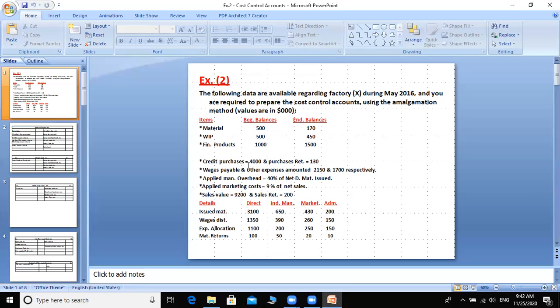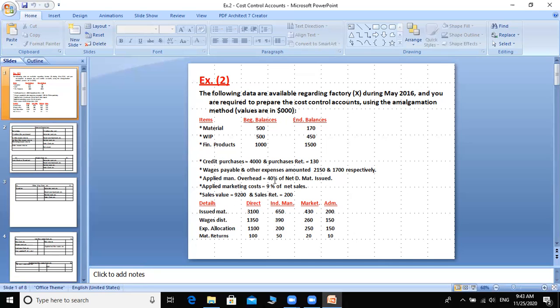Then credit purchase 4,000 and purchase return 130. As the purchase is done on credit, the purchase return will be on credit. I didn't pay cash when I bought on credit, and when I return goods I don't take my money back; no, we deduct this from the amount due and pay the rest later when we pay. Wages payable means that we didn't pay up till now. Other expenses amounted so and so, also they are not paid yet. That's why we will not need a cash account.